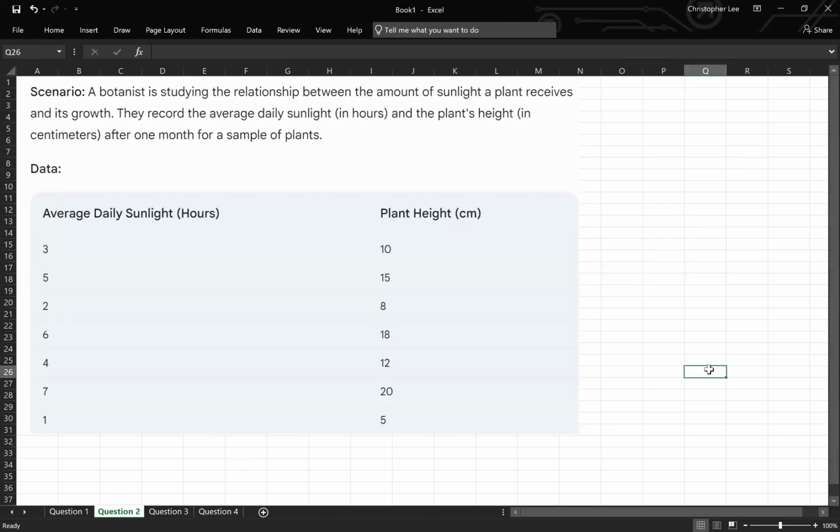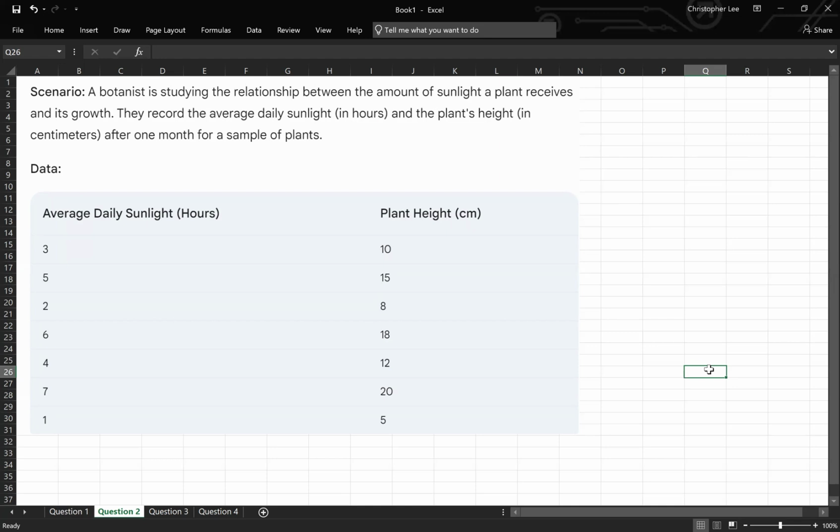All right. So question 2 says, a botanist is studying the relationship between the amount of sunlight a plant receives and its growth. They record the average daily sunlight in hours and the plant's height in centimeters after 1 month for a sample of plants. And then there you go. You have your average daily sunlight in hours, and you have your plant height, which is given in centimeters, right?